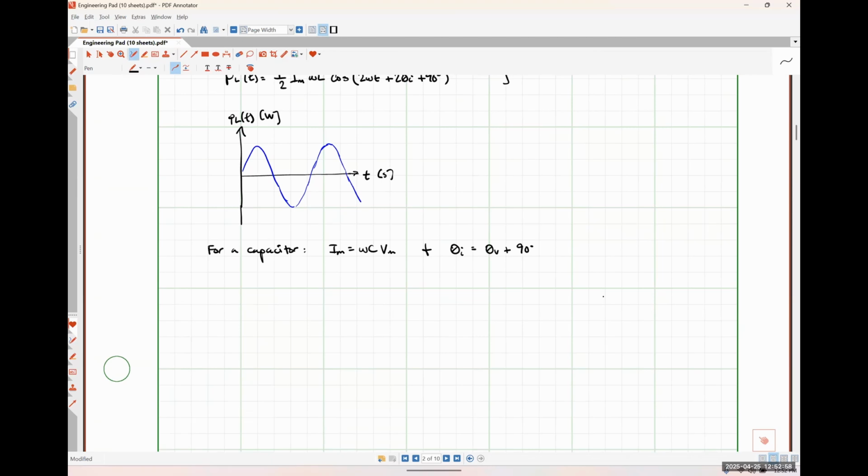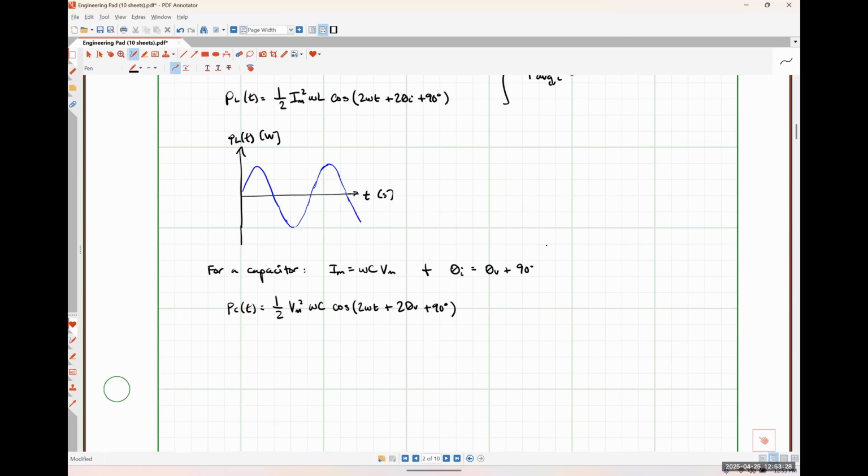And so if we substitute and manipulate these relationships, we wind up getting an instantaneous power absorbed by our capacitor is going to be 1/2 times our magnitude of our voltage squared times omega C, and that's multiplied by cosine twice omega t plus twice theta v plus 90 degrees, where everything is expressed in terms of our voltage, and in terms of our current, that's going to look like 1/2 Im squared divided by omega C cosine twice omega t plus twice theta I. That should be minus 90 degrees.